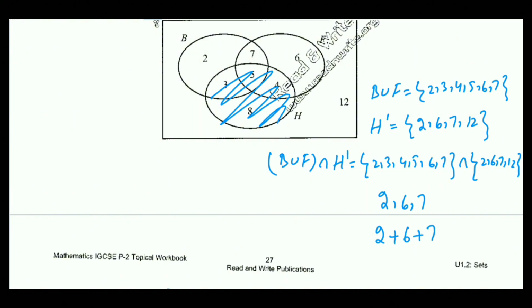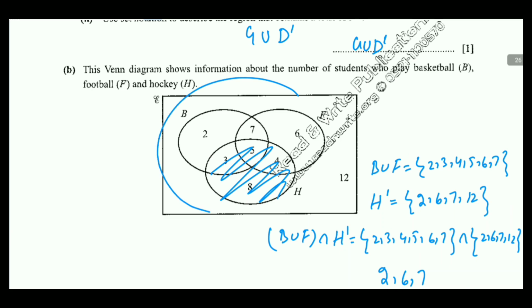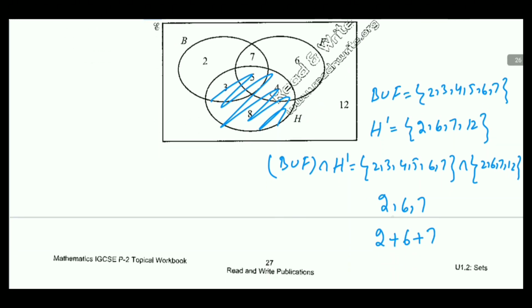As I told you, these are not elements, these are number of students. If the number of students are given to you, then you have to add these elements to find the total number of the required value. So here you just have to add it. If these would be elements, then you have to count them.